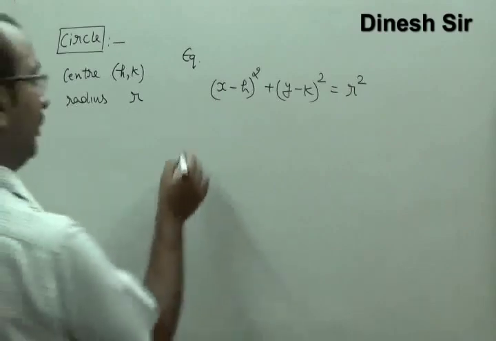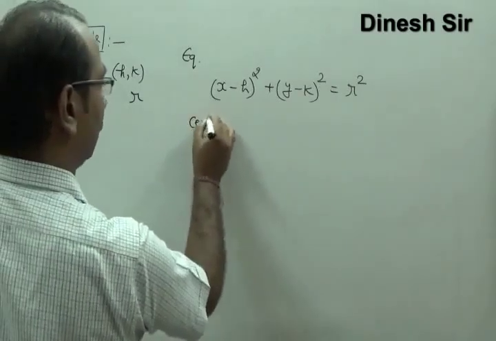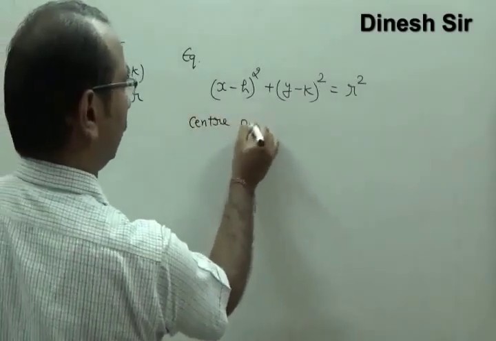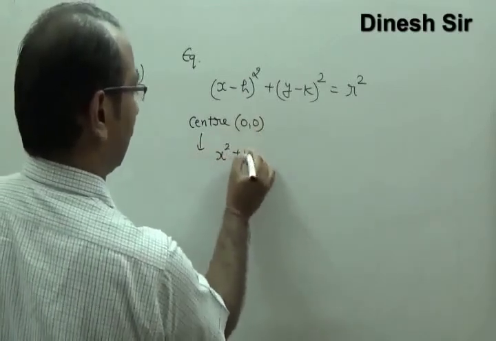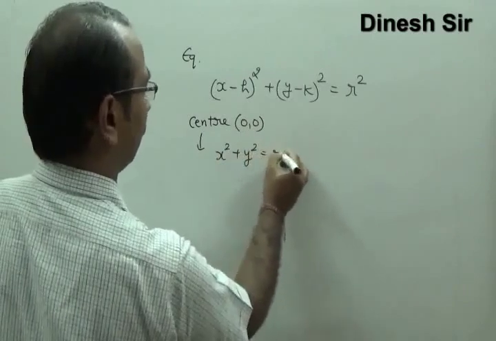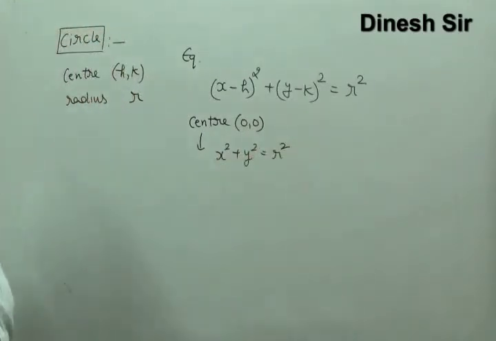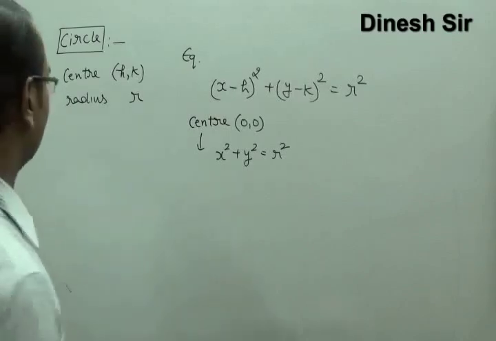Right? If the center of the circle is the origin, that is (0, 0), then the equation of the circle is x square plus y square is equal to r square. If the center of the circle is (0, 0), in that case the equation of the circle is x square plus y square equal to r square.